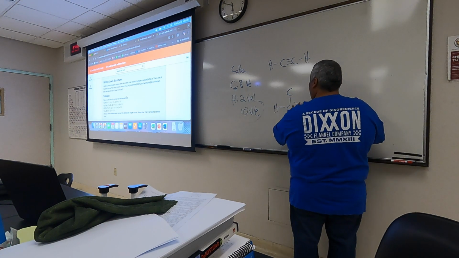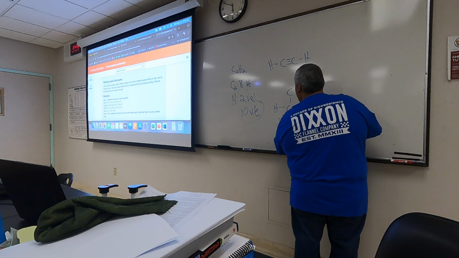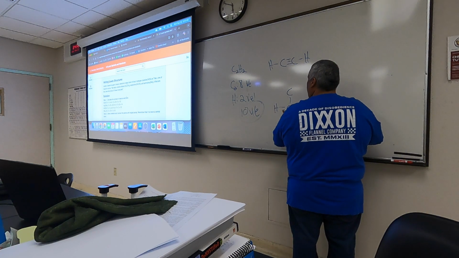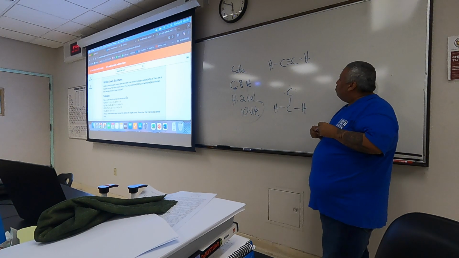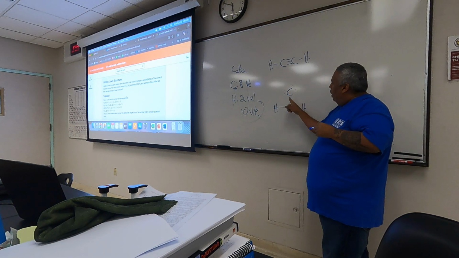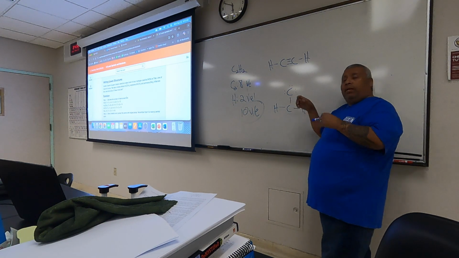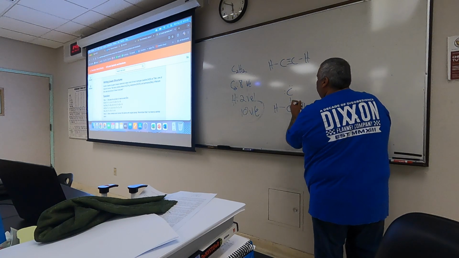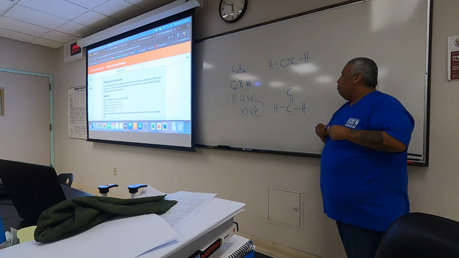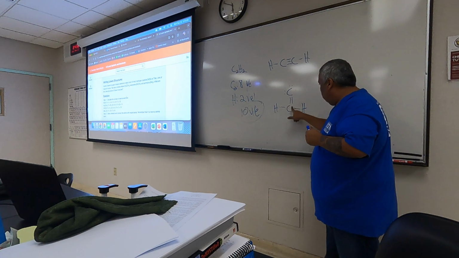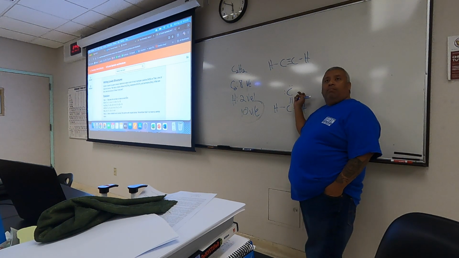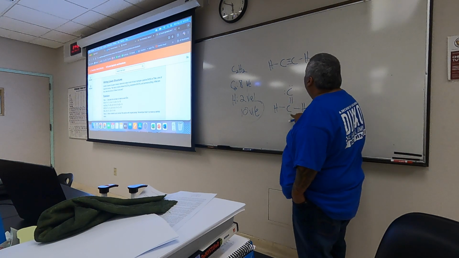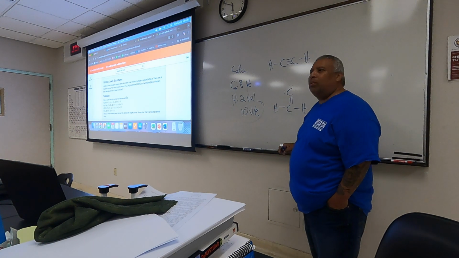Here, 2, 4, 6, 8, nope, that's not the end. 2, 4, 6, 8, 10. Well, this carbon doesn't have enough. This carbon has too many. So we're going to take these and we are going to share them. Carbon 2, 4, 6, 8, right? Carbon 2, 4, 6, 8. So this structure is also possible. But which one is correct?